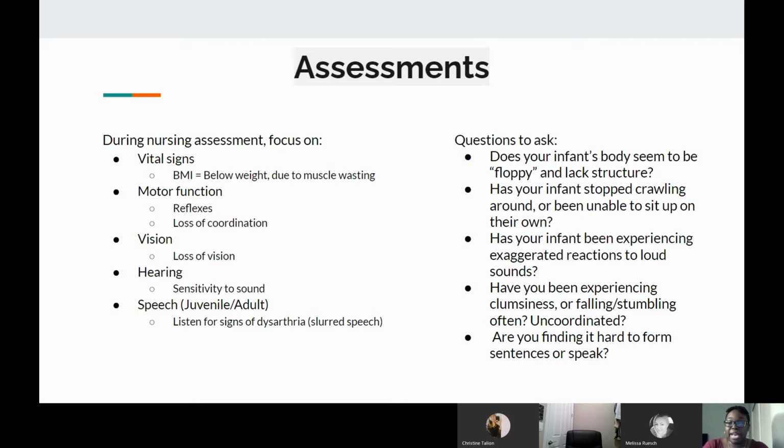Some questions that we might ask during our assessment would be, does your infant's body seem to lack structure, or are they experiencing floppiness? Has your infant stopped crawling around, or are they unable to sit up on their own anymore? And for adults, we can ask if they're experiencing clumsiness or if they've been falling down a lot, or if they're experiencing speech problems.